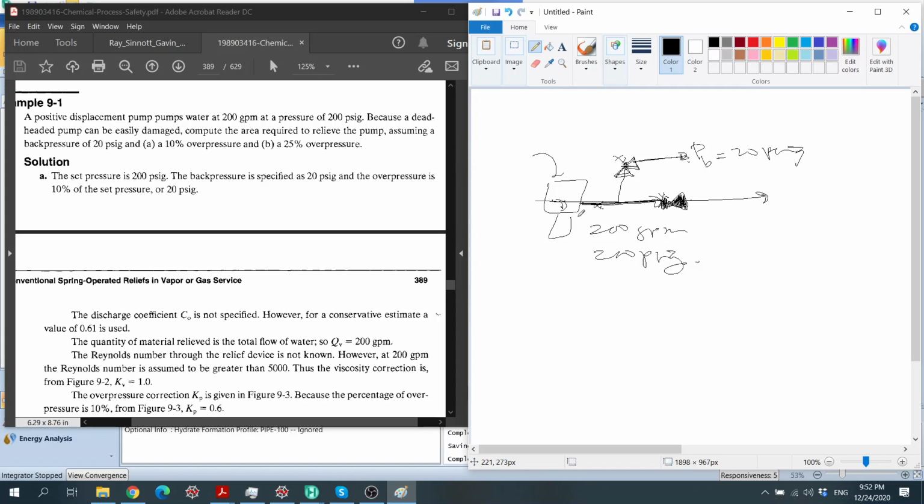Then for overpressure, we have two cases, overpressure of 10%. So 10%, this part here, PS is 10% times 1 times the operating pressure. Am I right? No, I'm not right. So I have to remove this.